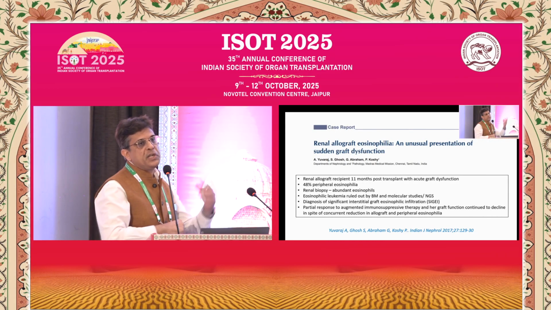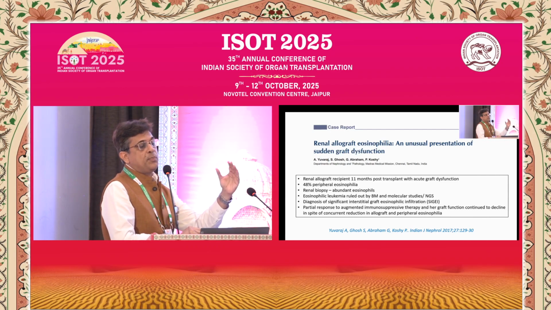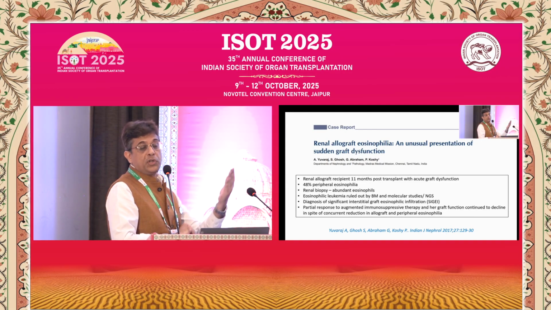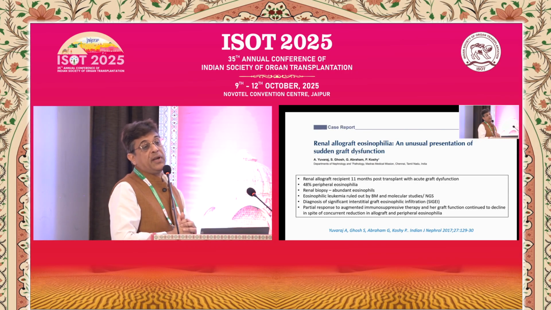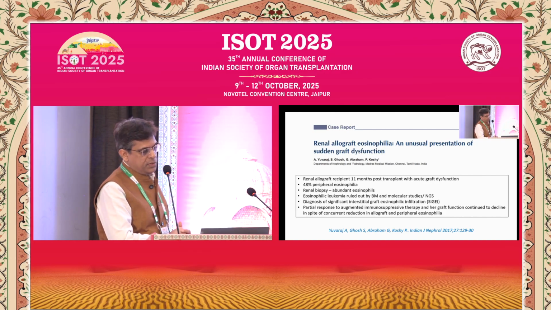So even in the initial papers, which we talked about just now, these two things may or may not go hand in hand. But even a peripheral eosinophilia translating into tissue eosinophilia is a bad indicator, and vice versa. So there are cases where you do not have peripheral eosinophilia, but you can have tissue eosinophilia. So that portends a poorer prognosis in the graft.